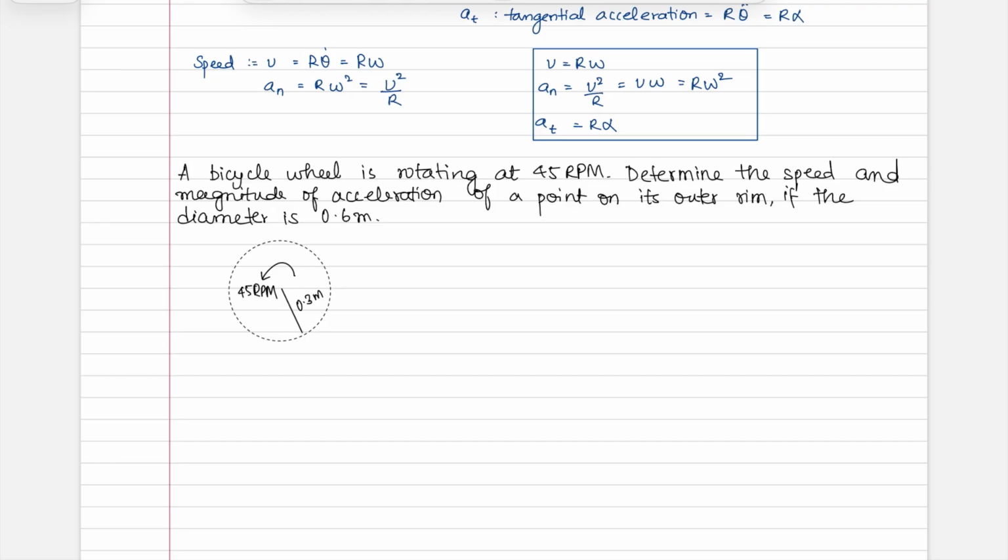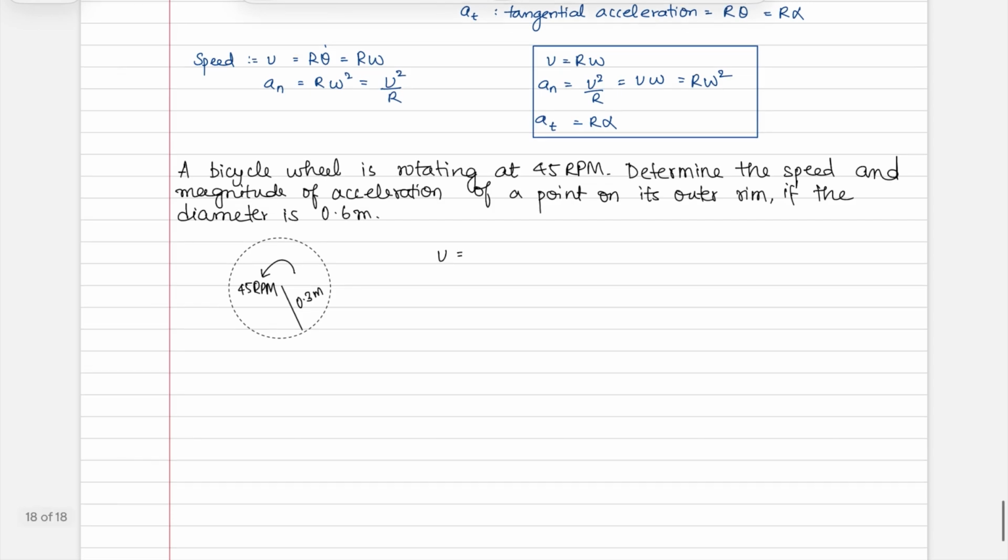In this case, v is equal to r omega, right? So r is 0.3. Omega is not 45. It is 45 rotations per minute. You have to convert that into radians per second. 45 rotations means 45 times 2 pi radians, that would be in 60 seconds. So we have to divide by 60 to convert it to radians per second. If you were to now plug this into your calculator, you will get 1.413 meters per second, and that is your speed.